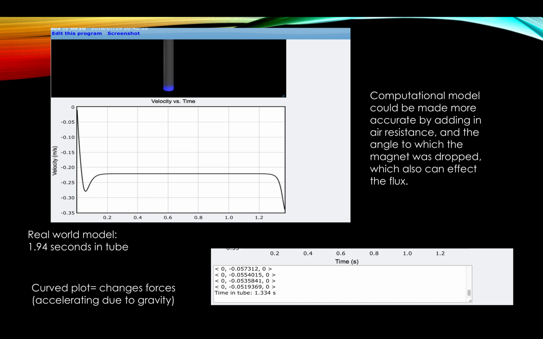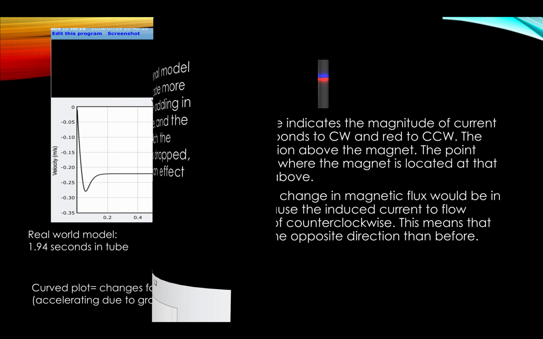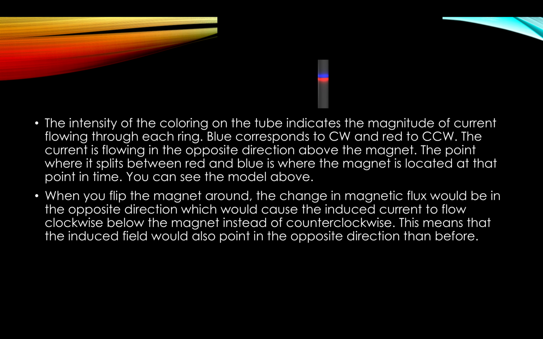The angle by which the magnet was dropped can also affect the magnitude of the flux, and this can be added in the code. The tube in the code is colored, and the intensity of the coloring on the tube indicates the magnitude of current flowing through each ring. Red and blue indicate current flowing in opposite directions. Red corresponds to counterclockwise current and blue to clockwise.